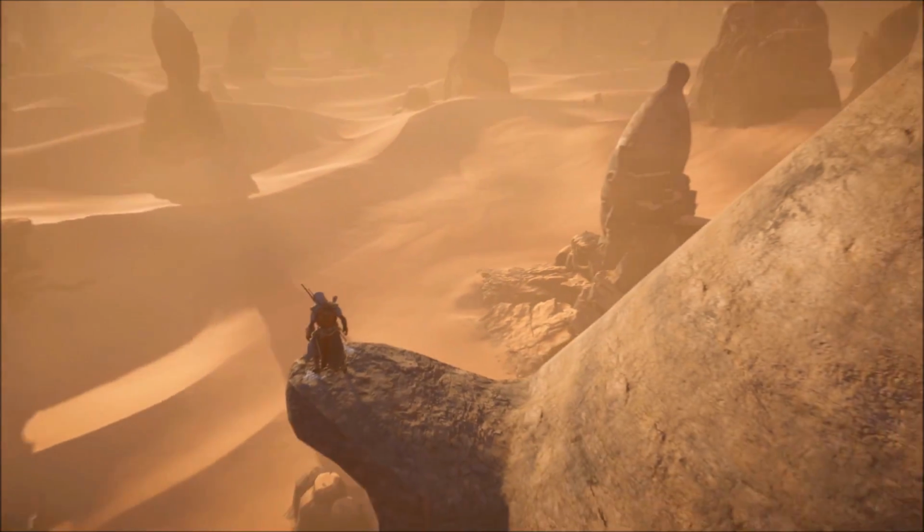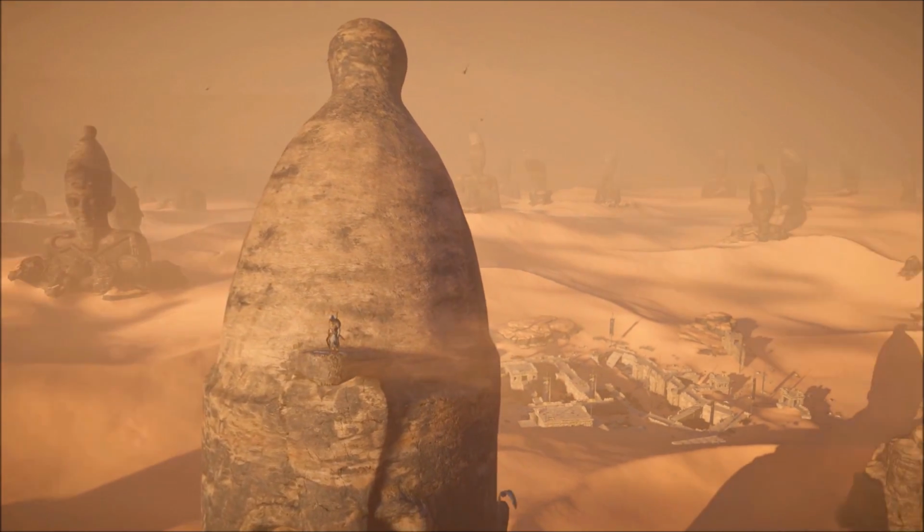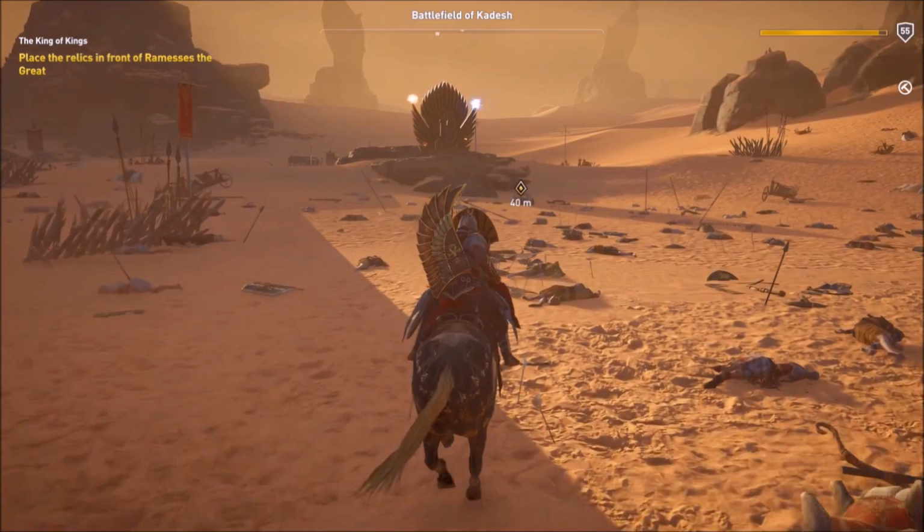Thebes was the realm occupied by the warrior king Ramesses the Great, depicted as a harsh desert filled with enormous statues and a battlefield representing the battle-hardened pharaoh.